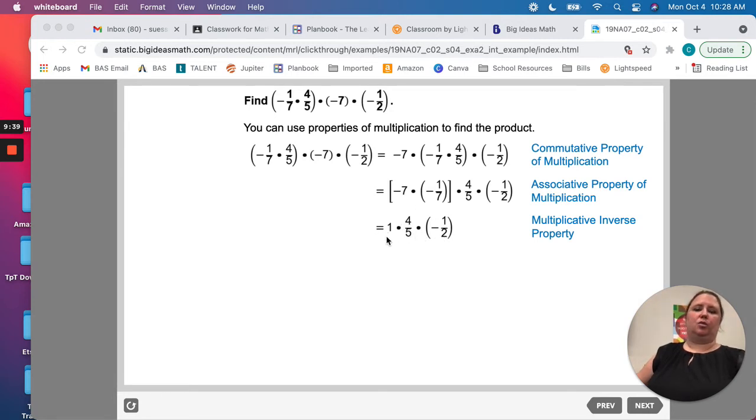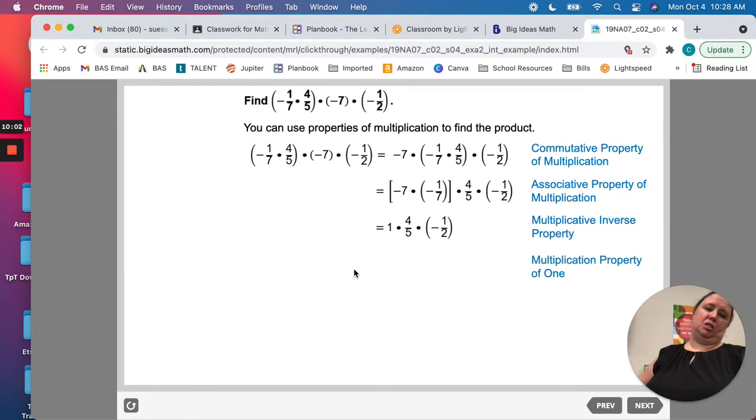So look at this real quick. I have a positive times a positive. My answer is going to be what? Positive. And then a positive times a negative means my answer is going to be a negative. Very good. What is 1 times 4/5? It's just 4/5. Any number times 1 is that number, right? So essentially now we can just get rid of the 1.